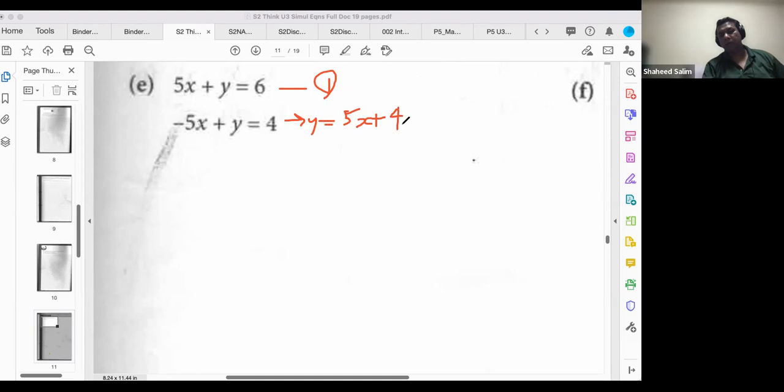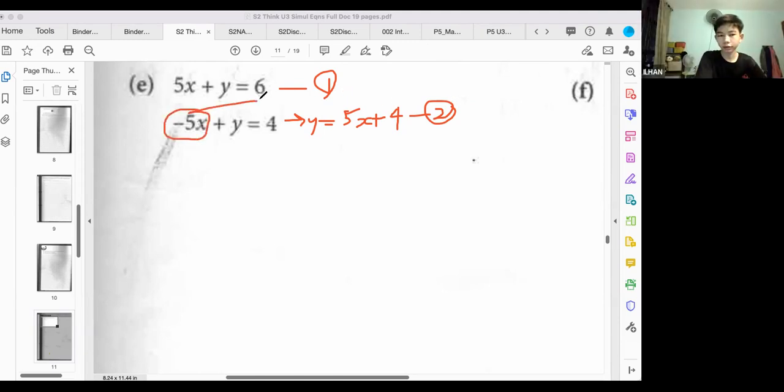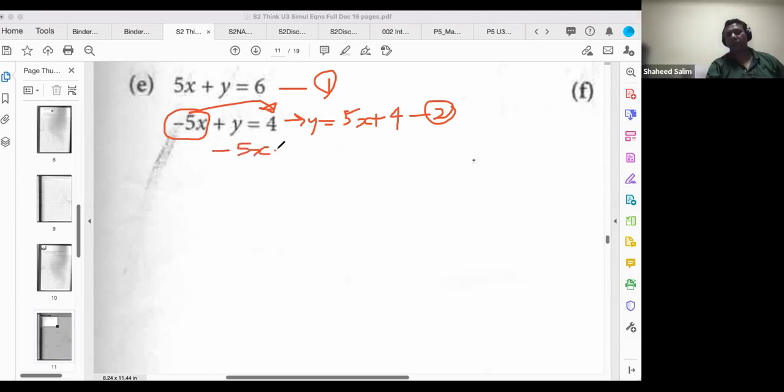Is it like that? Correct? Or 4 plus 5X. Wait, sorry, I changed the X, so I put negative 5X equals 4 minus Y. Okay, this is correct also. But when you want to substitute now, this one is negative 5X.